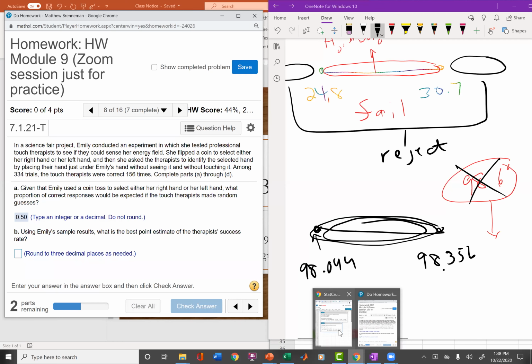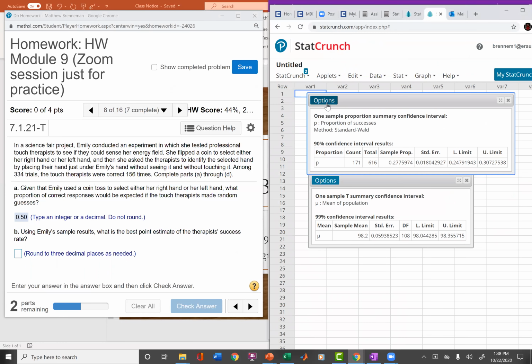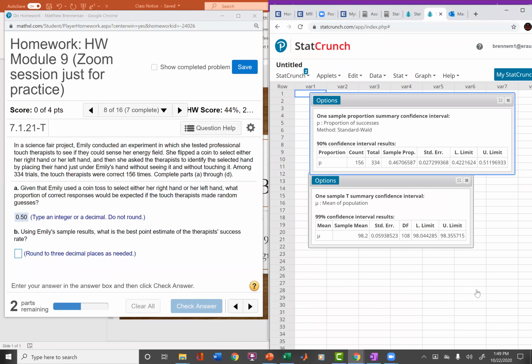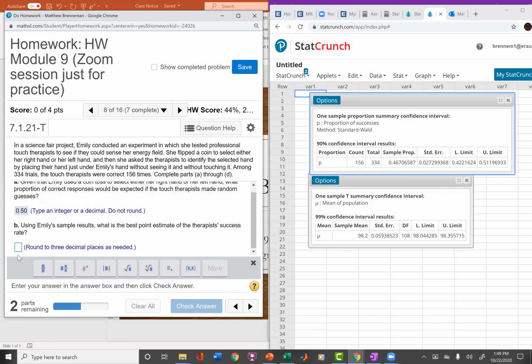I'm going to put in my numbers here. One sample proportion. Number of successes, they were correct, 156. Out of 334. And you can see they're actually correct less than half the time. So we already know that they're definitely not psychic or whatever they say they are, right? The point estimate, I'm going to compute the confidence interval. I could do it just by dividing 156 by 334, but I get it from this anyhow, right? So it's about 46.7%, so 0.467.